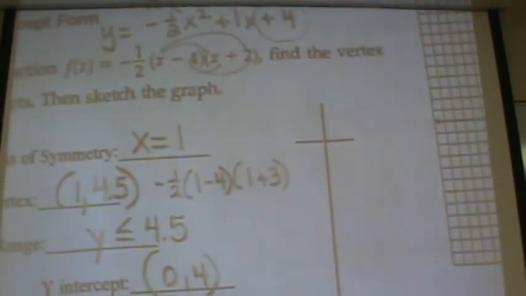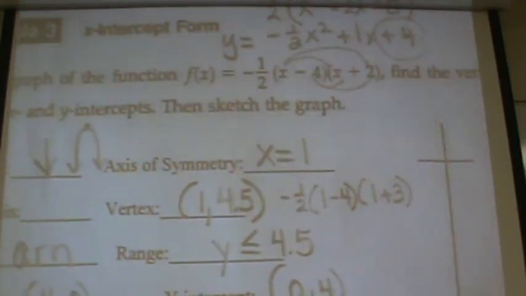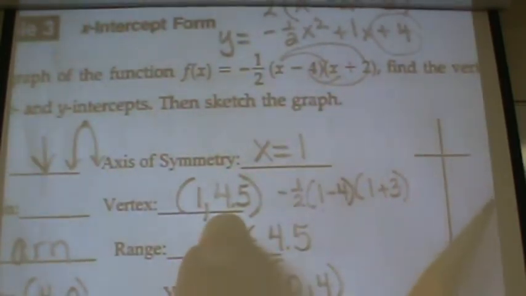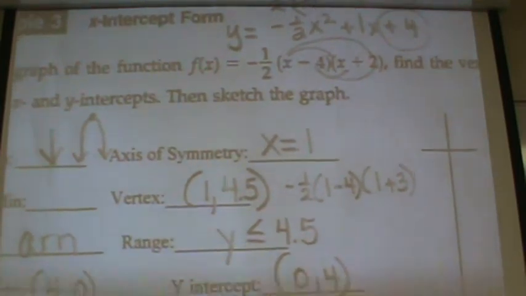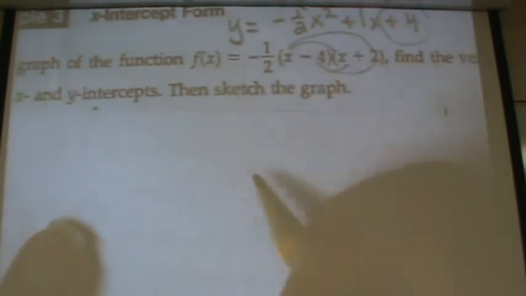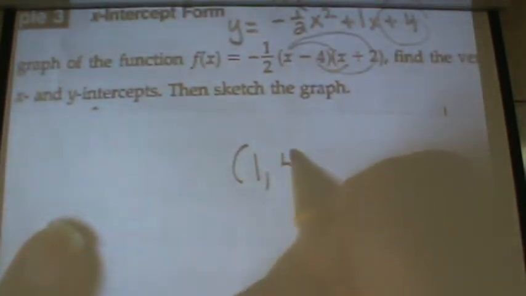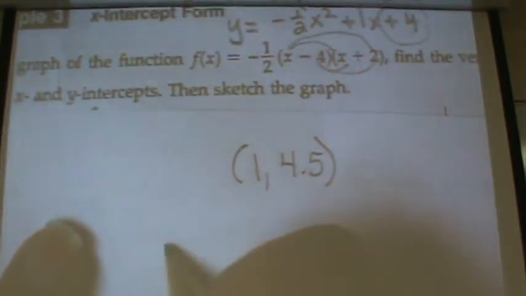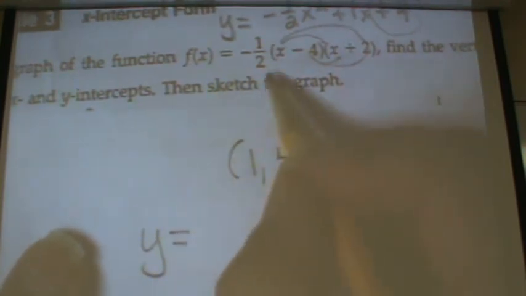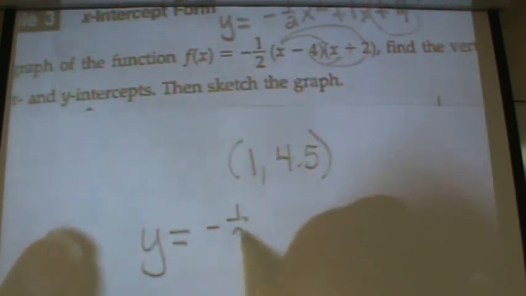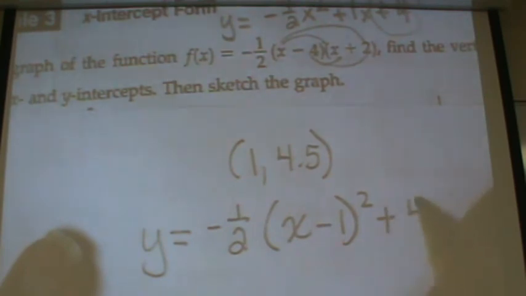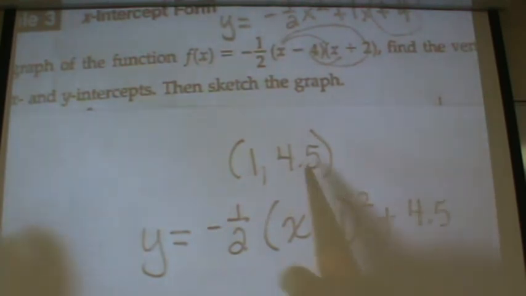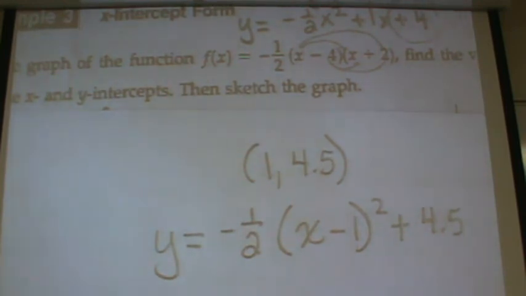Now, how could you have written this into transformation form? That's what you need. You need the vertex. Does anyone think they could give me this in transformation form? Your vertex is 1, 4.5. You need the a value. X minus 1 squared plus 4.5, and that's the equation in transformation form.